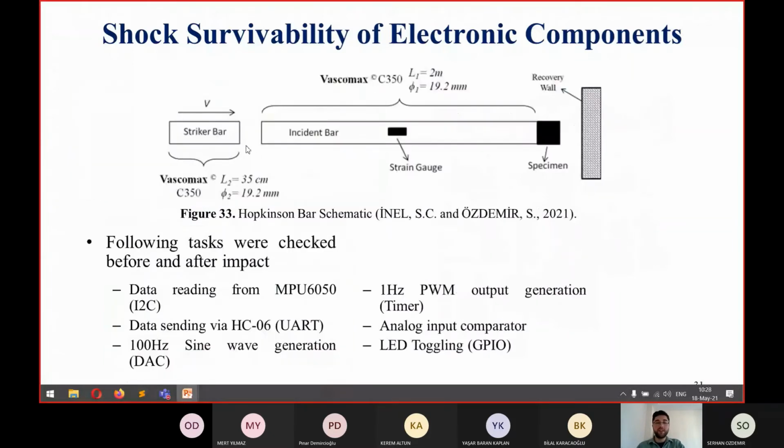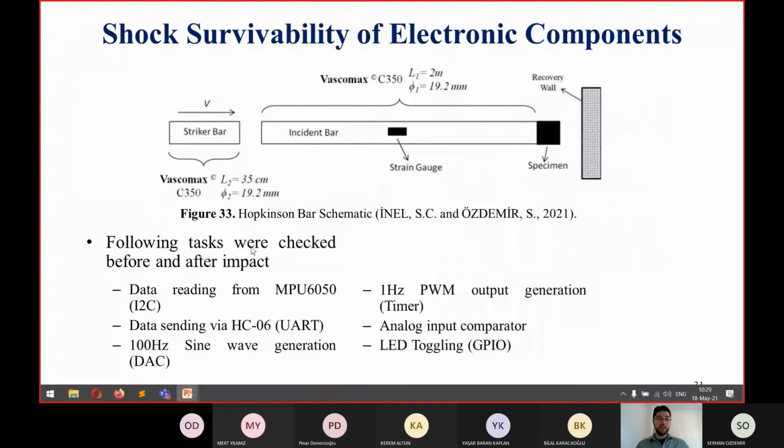And this is the schematic of my Hopkinson bar experiment. I placed a specimen at the free end of the incident bar. There is a striker bar. The striker bar hits the incident bar and creates an acceleration in this bar. And I also measure the generated stress, and place the recovery wall to recover the specimen after impact.